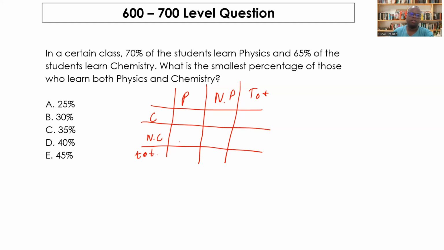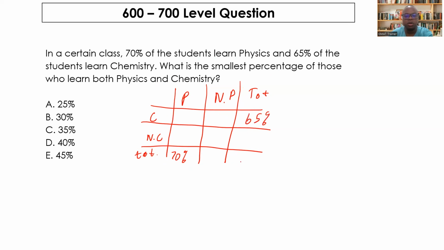This normally works for any kind of values. Depending on whatever values you have, you just substitute them and you can have algebraic notations and proceed. So you see that 70% of the students learn physics. For those who take physics, all of them, that is this column here, they're 70%. Some take chemistry and some don't, but 70% of the students take physics. And then 65% of the students take chemistry. For those students who take chemistry, some take physics, some don't, but they all come up to 65%.